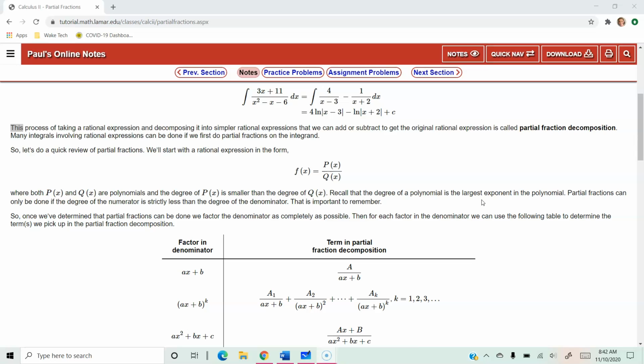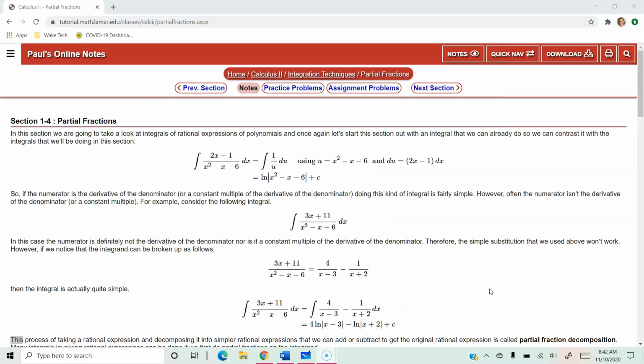I thought one of the best ways to give you an idea of what partial fraction decomposition is, is to show you an example. So I've gone to a website that is a great website for those of you heading to calculus in the future, where he takes you through a lot of topics. So I highly recommend it.